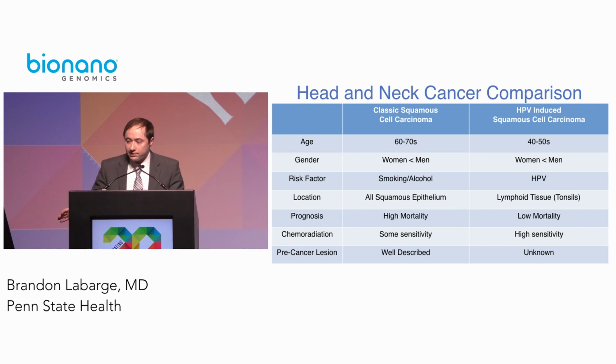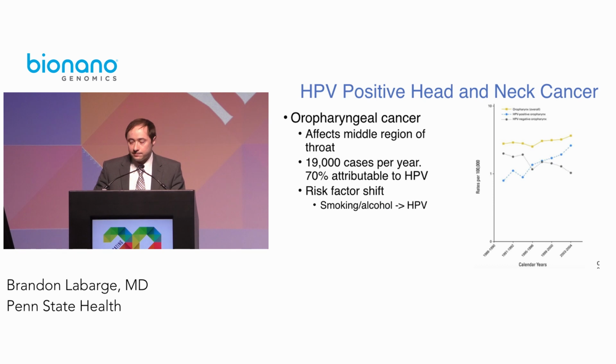If we compare classic squamous cell carcinoma of the head and neck to HPV-induced squamous cell carcinoma, we'd see a number of differences. The classic form typically is elderly males, strongly associated with traditional risk factors like smoking and alcohol. These cancers tend to have high mortality, with some sensitivity to chemoradiation. The HPV-induced squamous cell carcinomas are typically younger males, and of course associated with HPV as a major risk factor. The tissue type for HPV tends to be lymphoid tissue, so tonsils and base of tongue in this region. The mortality is lower and they usually have higher sensitivity to chemoradiation.